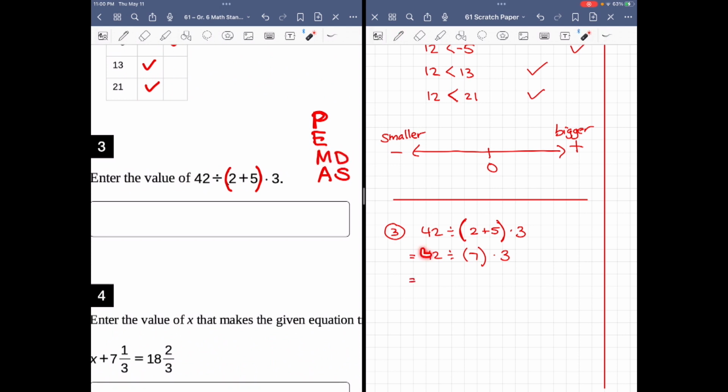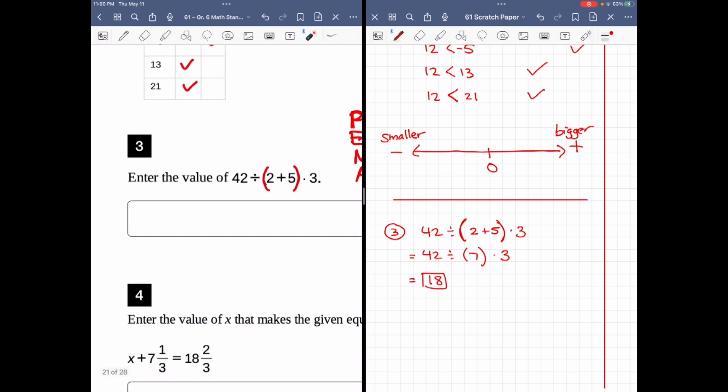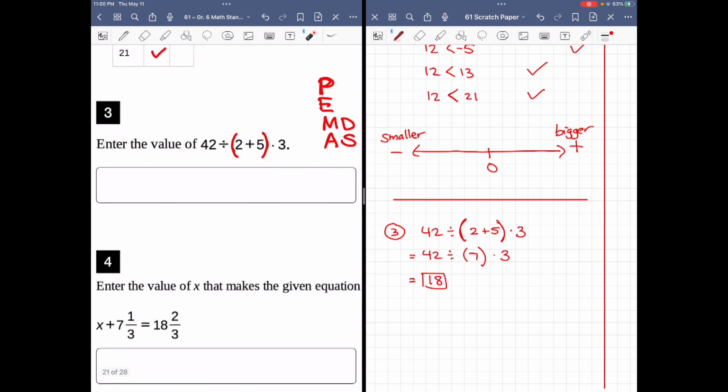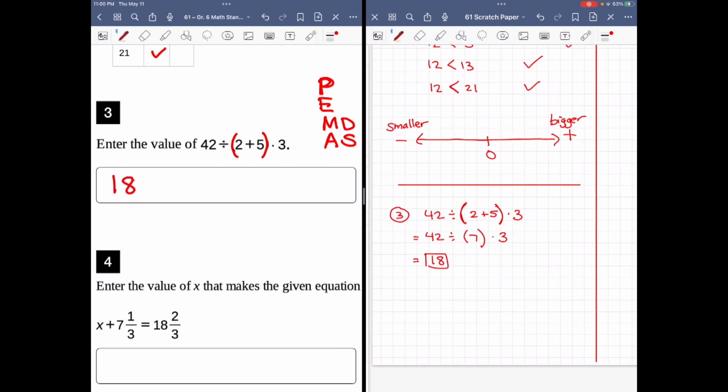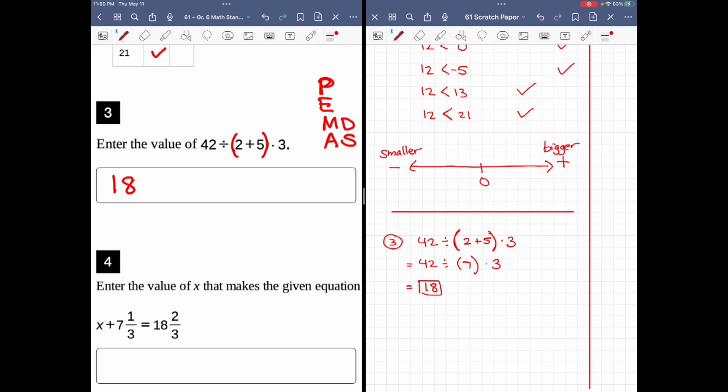First up, we have 42 divided by 7, that's 6. 6 times 3 is 18. So your final answer for box number 3 is 18. Write it down in the answer box. And number 3 is closed.